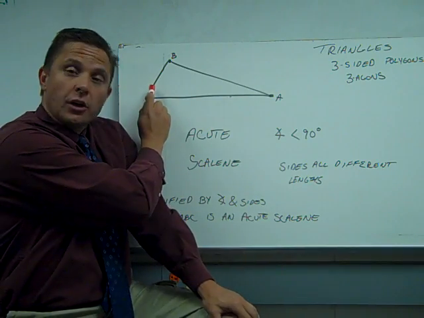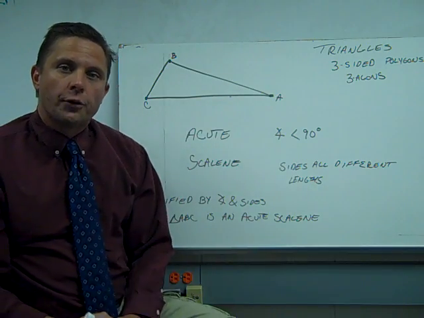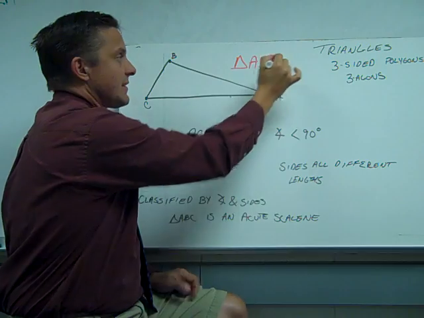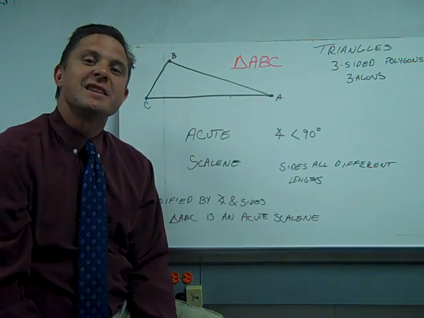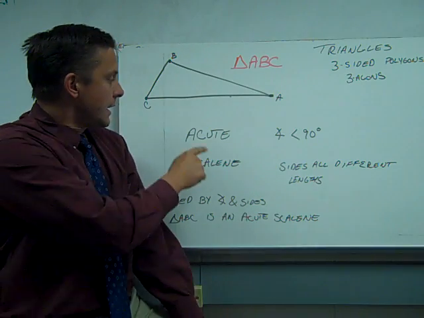So you look at the board and you can tell all three angles, C, B, and A, are all under 90 degrees. So we can look at triangle ABC and say that it is an acute triangle. All the angles are under 90 degrees.